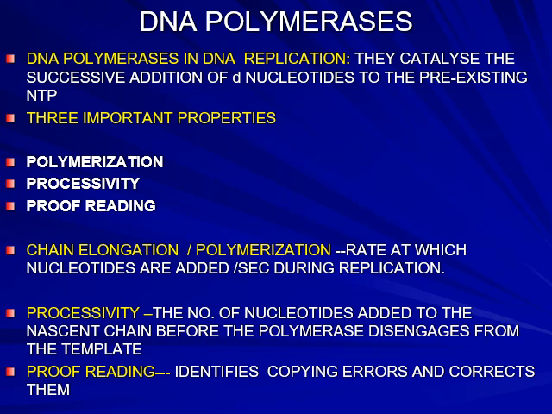Processivity means the number of nucleotides which are added to the nascent chain before the polymerase disengages from the template. And thirdly, the proofreading capacity, that is, it is able to identify any errors when it is forming the daughter strand or copying the template strand. If there are any errors, it is able to correct them.